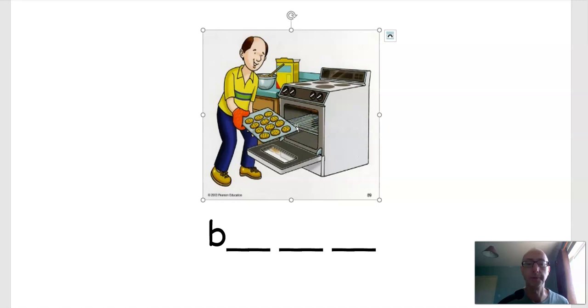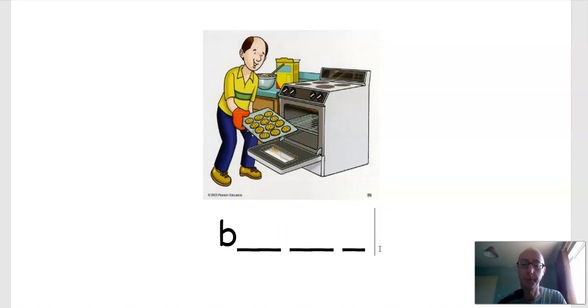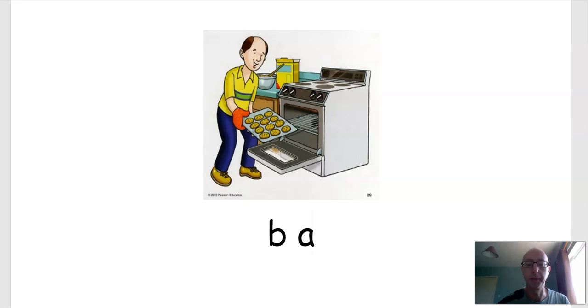What's this word? What do you do with cookies, biscuits, cake? Put it in the oven, you bake. Exactly, bake. So how do we spell bake? B-A. What's the next one? K. It's a K here. And the last letter? E. The last letter is always E in all of these words.